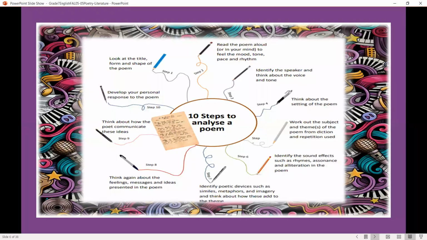Now, this is just a quick mind map. All right, you don't have to write this one down. So this is just how we're going to look at a poem. We're going to look at the title, the form, the shape. We're going to see how it makes us feel. What's the mood? Who's the speaker? Where is it happening? What is the theme? What repetition are they using? What sound effects? What's the figurative language, like metaphors and similes? And then we're going to think about and see if we can share these feelings and the ideas in the poem.